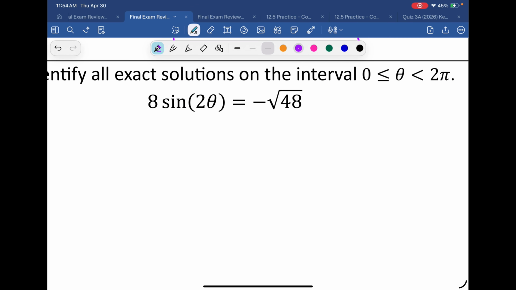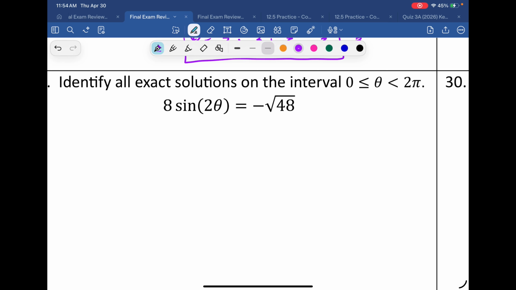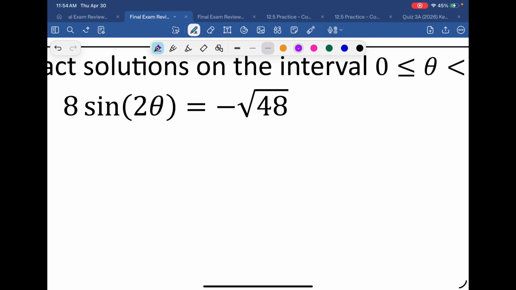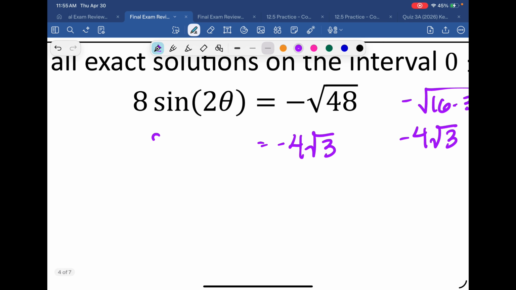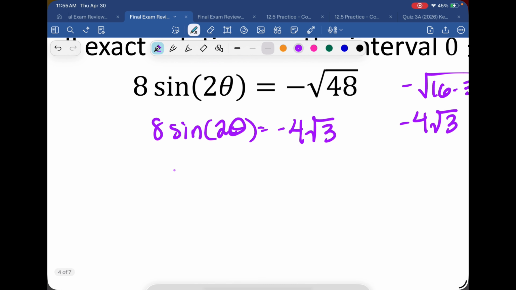Okay, on this one, all exact solutions, 0 to 2 pi. So honestly, the first thing I'm going to do is simplify this. You would have learned that in Math 1513. I'm going to find the biggest square that divides evenly into 48. That's 16, and the square root of 16 is 4. All right, so negative square root 48 is negative 4 root 3. Divide by 8.